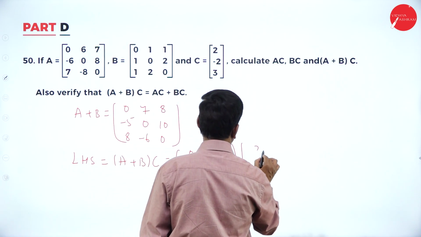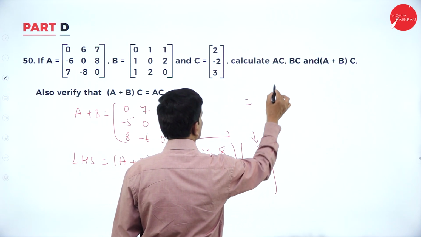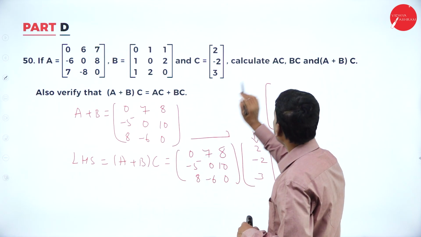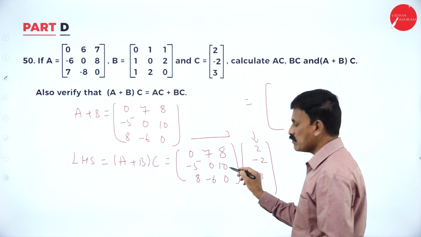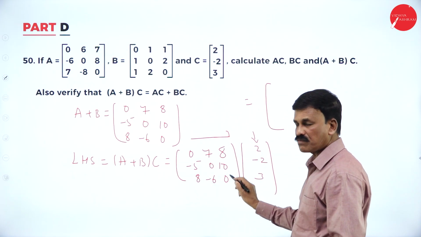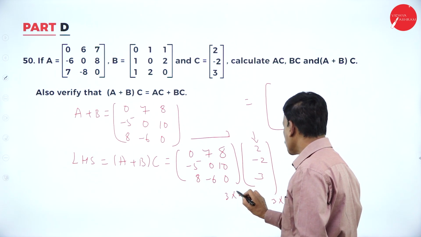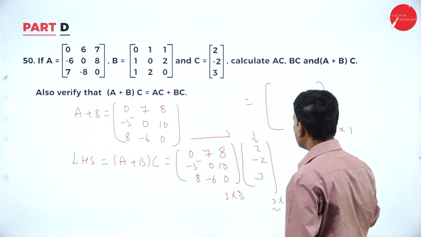What is C? 2, minus 2 and 3. Simplify. This is first row, first column. So, this is A plus B into C. While multiplying these types of matrices, just verify the order and check whether it is possible to multiply or not. So we are going to get a matrix of order 3 rows, 1 column.